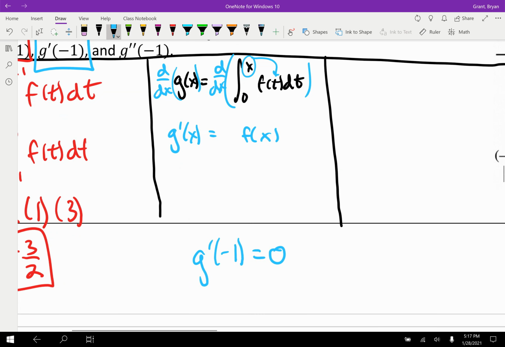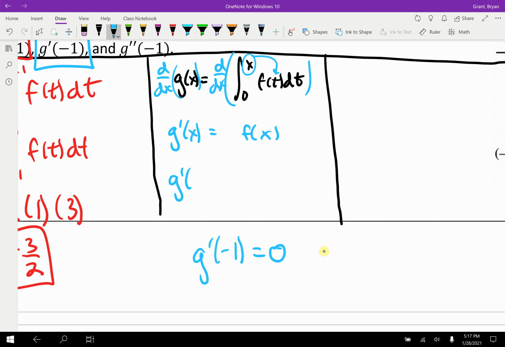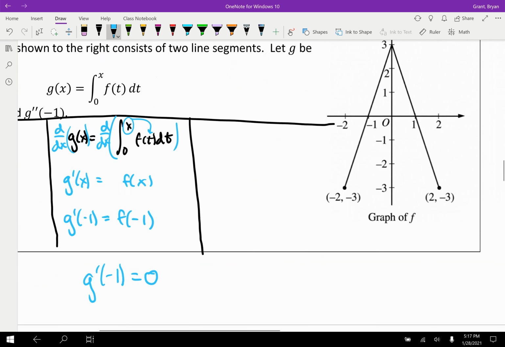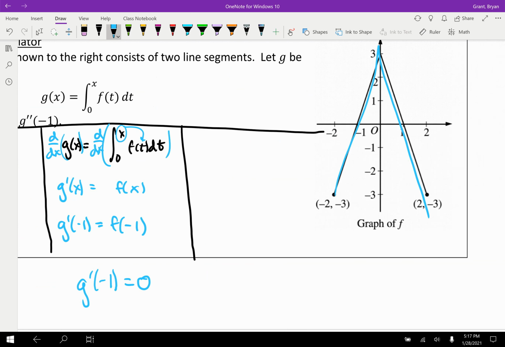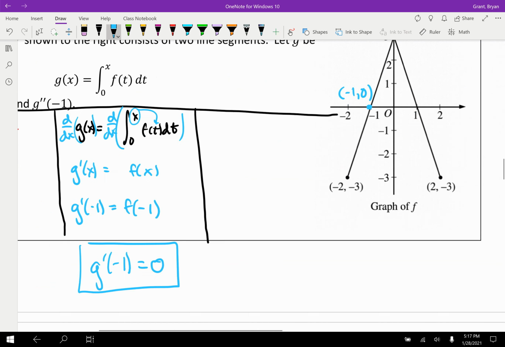Great. Now we've defined the function g prime. Now we can actually evaluate something into that function. So g prime of negative 1 is going to be f of negative 1. Here is the graph of f. Where is f of negative 1? Right there. f of negative 1 is 0, so g prime of negative 1 is 0.